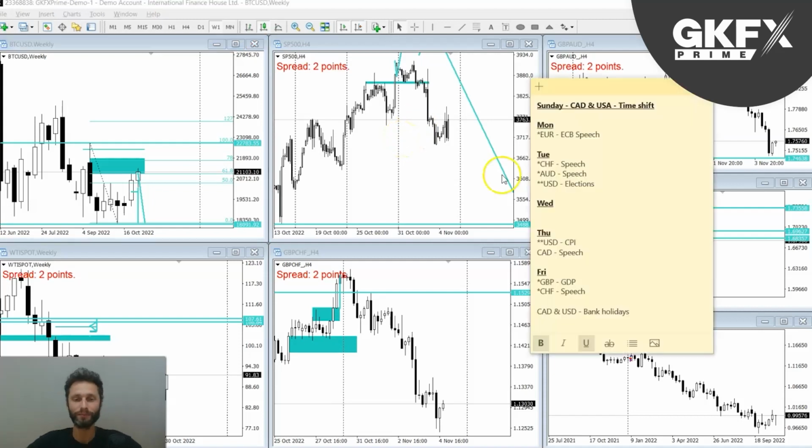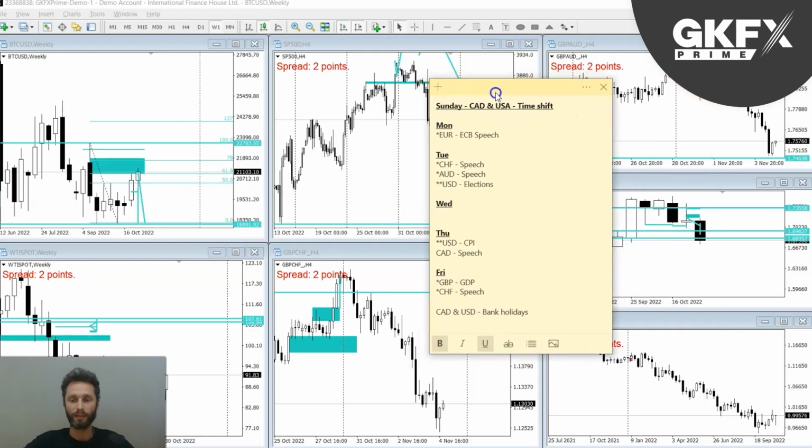All right then. As ever, I'm going to begin with the economic calendar and see what's going on this week so that we can bear it in mind. Sunday, don't forget to shift your clocks in Canada and USA. We've got a daylight saving time shift, so bear that in mind. Adjust your charts and your timing for your trades.